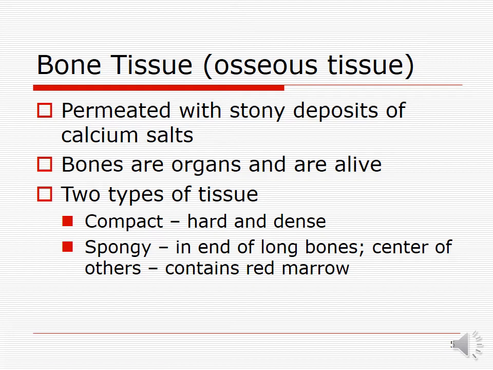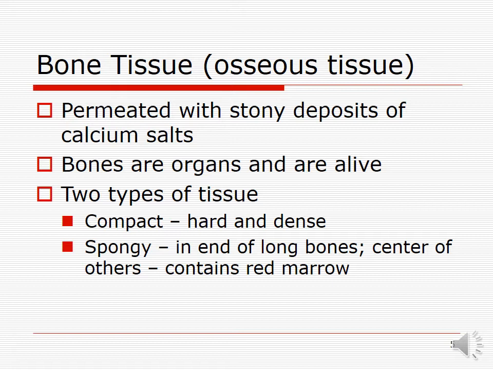Bone tissue is called osseous tissue, and it's composed of these stony deposits of calcium salts, and that's really what's giving us that hardness to the bone. We do consider bones to be an organ. They are alive, they are replicating, and they are reproducing, and they are dying. They're carrying out all the functions of life, so that's why we consider bones to be alive.